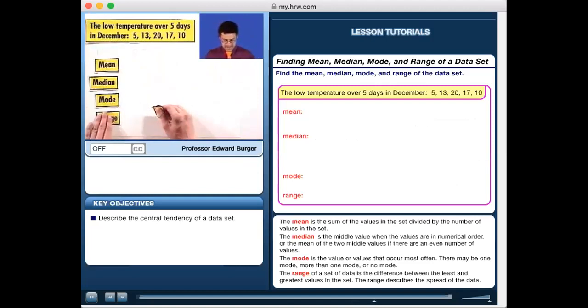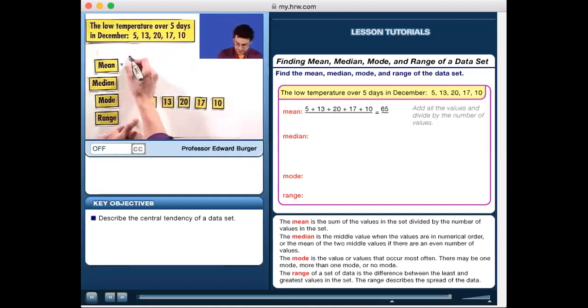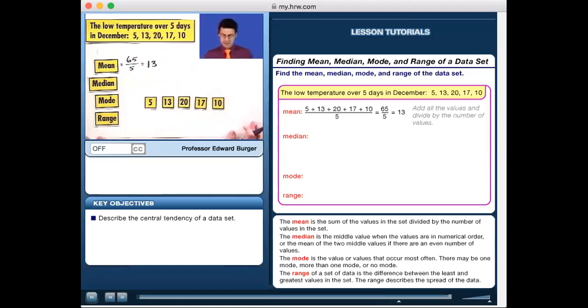For the mean, we just add all the numbers up, and we divide by 1, 2, 3, 4, 5. So if we add all the numbers up, we see 18, 38, and 27. We get 65. So we have 65 divided by the total number of data points, which is 5. And so we see a mean of 13. So 13 degrees low temperature.